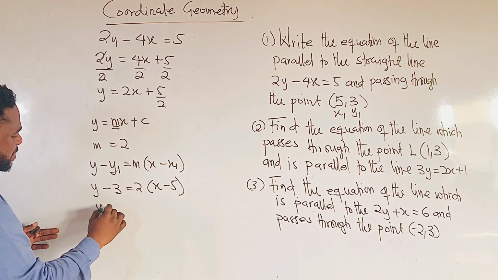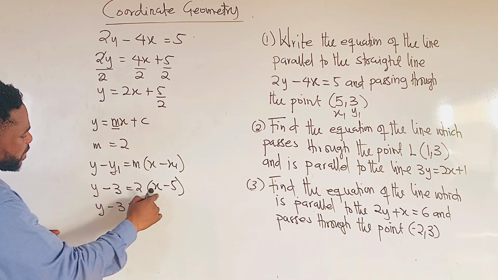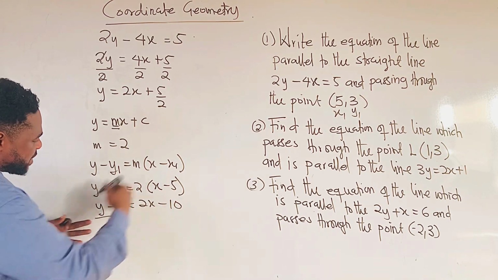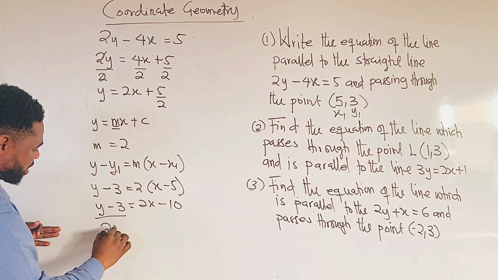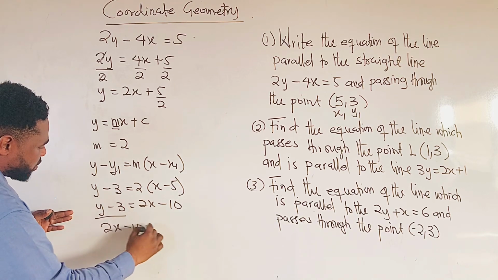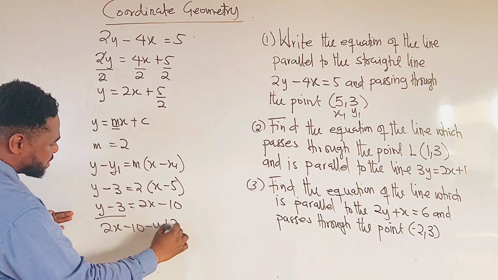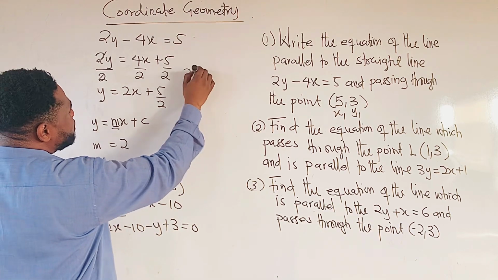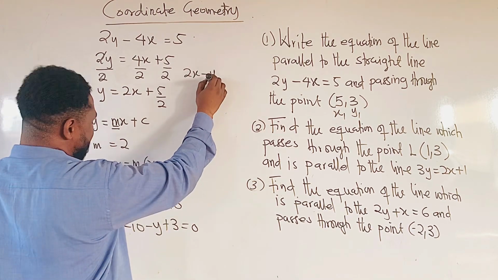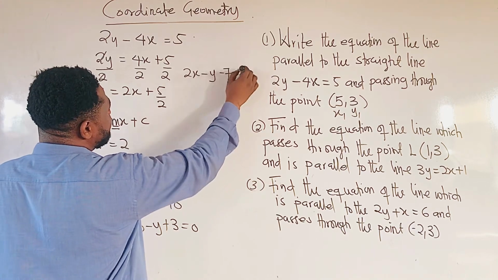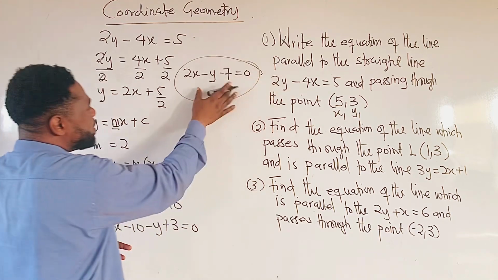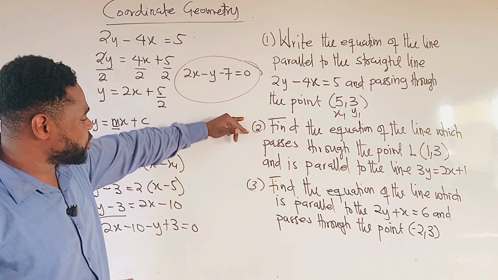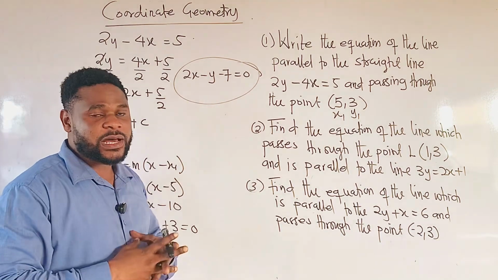So we simplify this as y minus 3 equals 2x minus 10. We move all this to the right hand side. Then we equate everything to 0. So we have minus y plus 3 all equal to 0. Alright. So we can write 2x minus y, alright, minus 7 equal to 0. And we can say this is the equation of a line. Use this approach to solve question number 2 up to number 3 and leave your answer in the comment section.